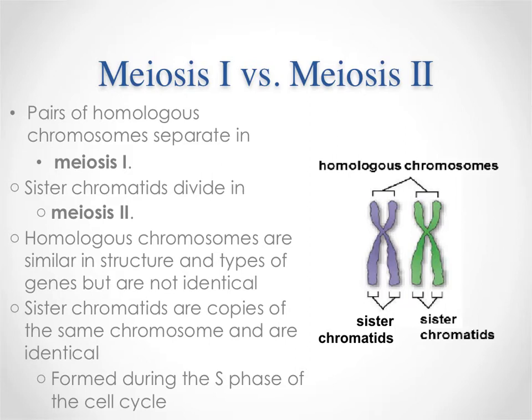Pairs of homologous chromosomes separate in meiosis 1. These are homologous chromosomes. Sister chromatids divide in meiosis 2. These would be sister chromatids. Homologous chromosomes are similar in structure and types of genes but are not identical. Sister chromatids are copies of the same chromosome and therefore identical. These are formed during the S phase of the cell cycle when DNA is being synthesized.